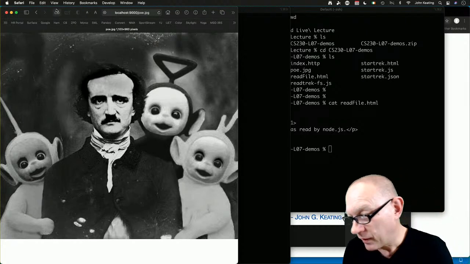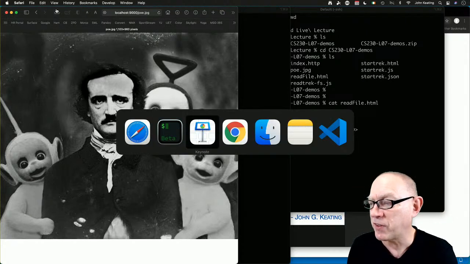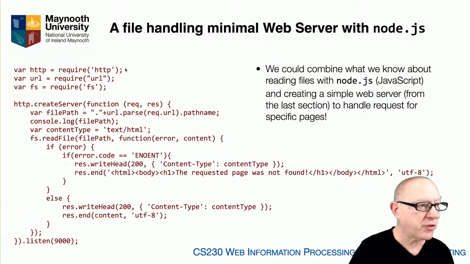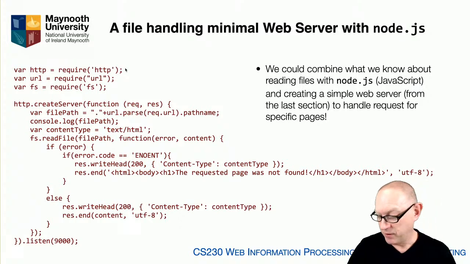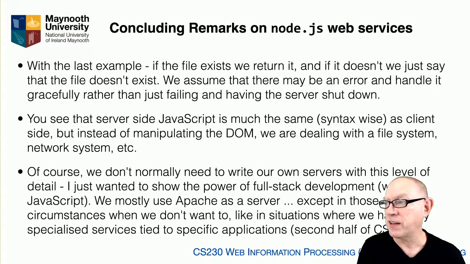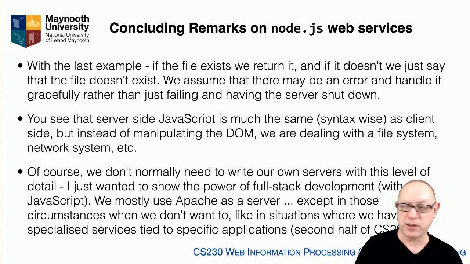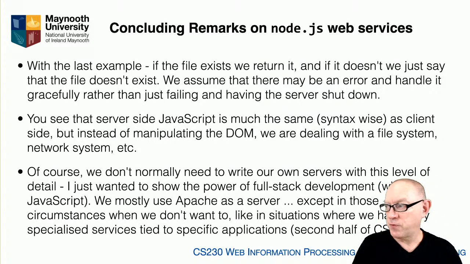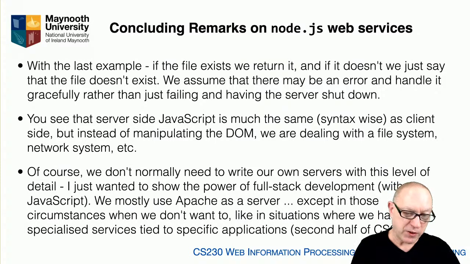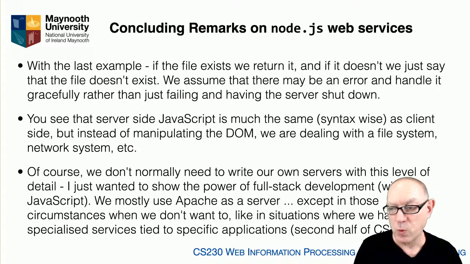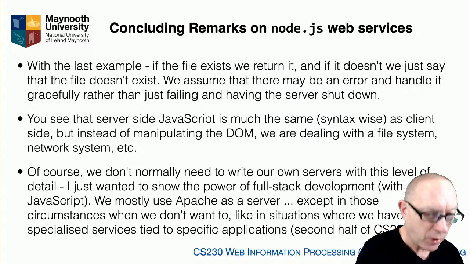So that's a little bit on servers, and we'll come back to this later in the module. I wanted to show you the power of some of the server-side JavaScript. What happened here is that if the file exists, we return it. If it doesn't, we say the file doesn't exist. There could be an error, and we handle it gracefully rather than failing and having the server shut down. JavaScript on the client side is very much the same as JavaScript on the server side, but instead of manipulating the DOM, we're working with the file system, the network system, all that kind of stuff.